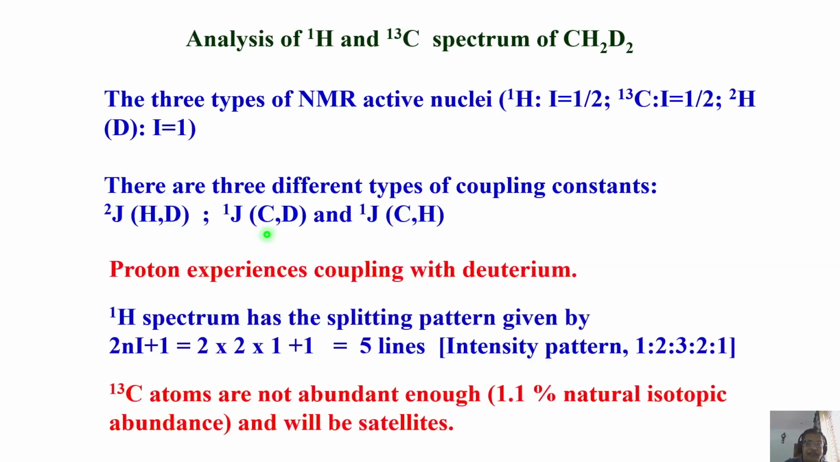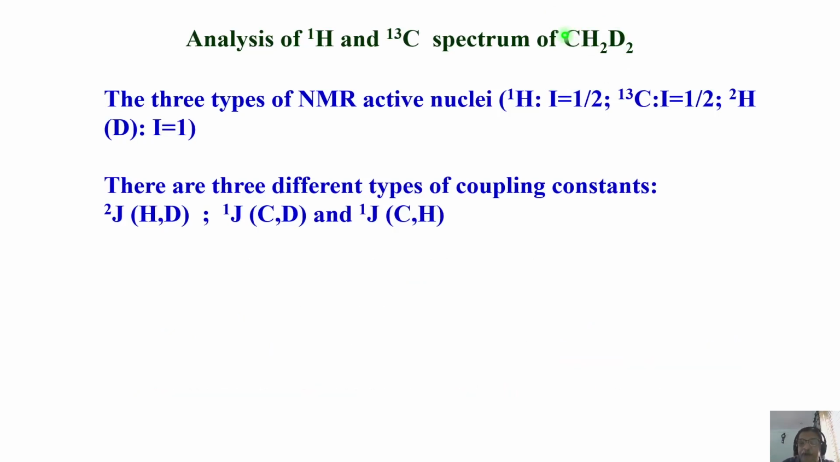Proton experiences coupling with the deuterium. We are not bothered about carbon 13, as you know. Why? Because the natural abundance is 1%. We look at the major isotope, carbon 12, attached. Carbon 12 has magnetic moment 0, so that will not couple to proton. Now, how many peaks do I expect for the proton?